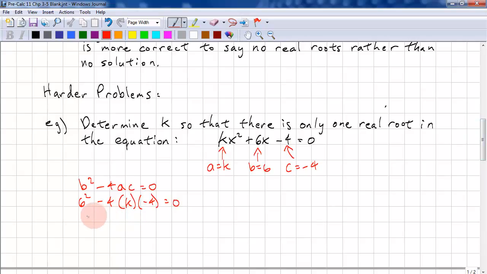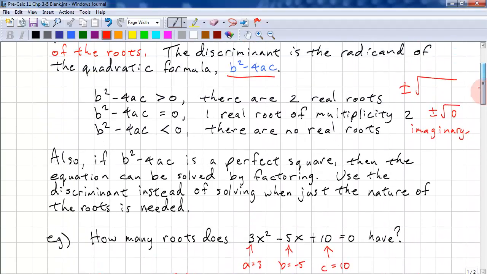6 squared minus 4 times k times c, which is -4. So we have 36. -4 times -4 is positive 16k. Move the 36 over to the other side. We have -36. Divide both sides by 16. We have -36 over 16. So that's k. We can also reduce this. There's a common factor of 4, so -9 over 4. When you're not sure, always look up your definitions.